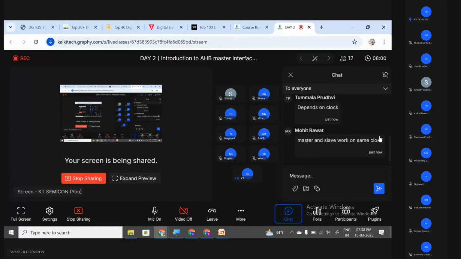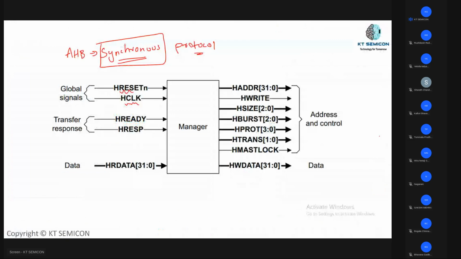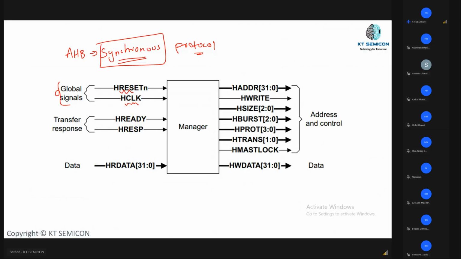That's why, if you can see this, these are your global signals, that is H clock and H reset n, given to your master and slave. And one more thing, if you observe, your signals are denoted with the letter H. This notation is to indicate that the signals are related to the AHB protocol.